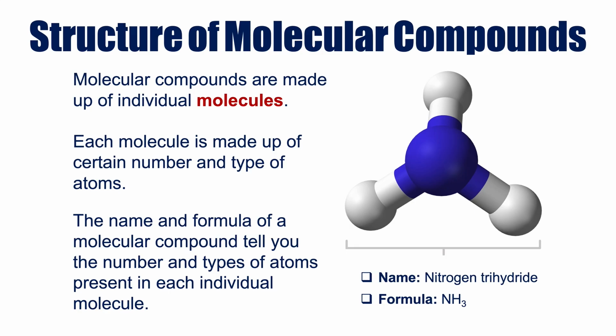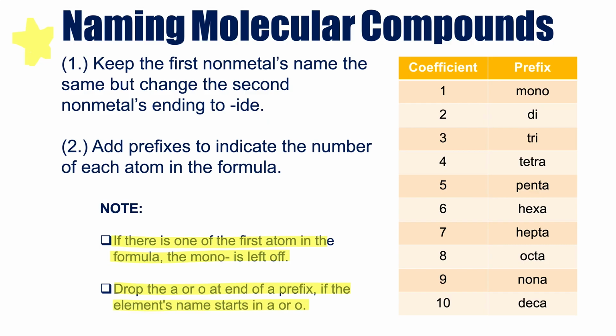A key thing to remember is that a molecular compound is made up of individual molecules. Each molecule contains a certain number and type of atom present, so the name and formula of a simple molecular compound is going to tell you the number and type of atom present in each individual molecule. So the name nitrogen trihydride, the formula NH3, they both tell me that this molecule contains one nitrogen and three hydrogens in it.